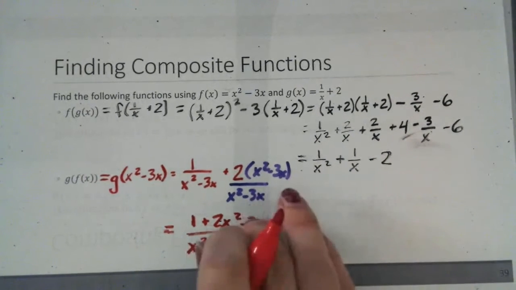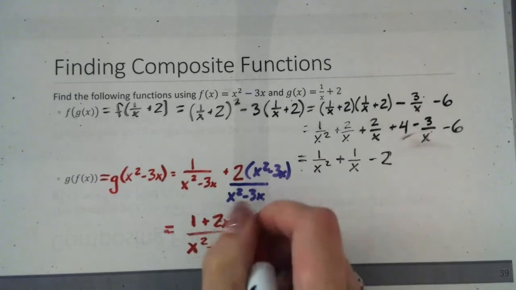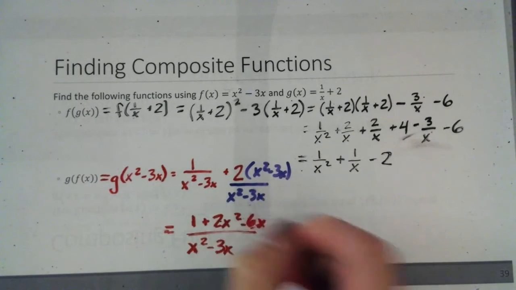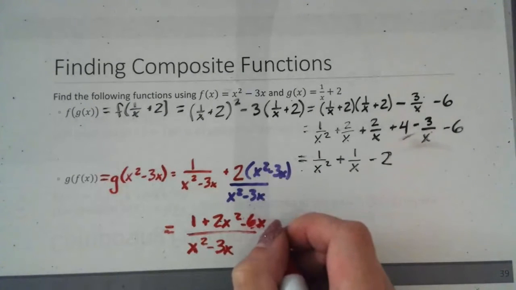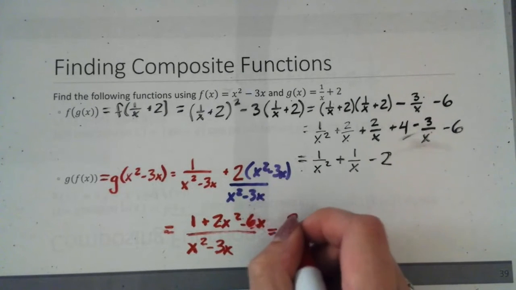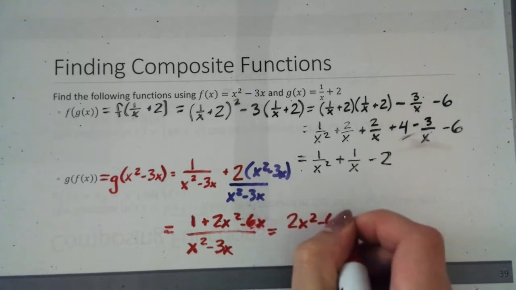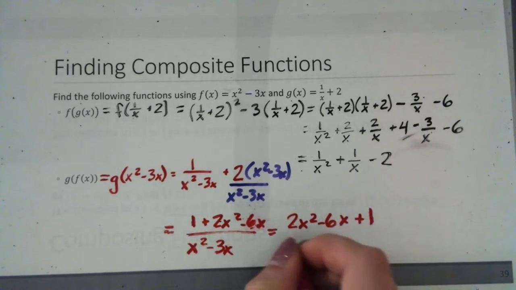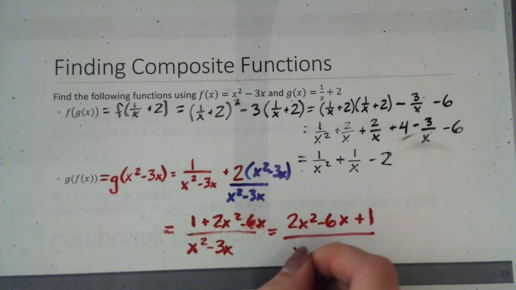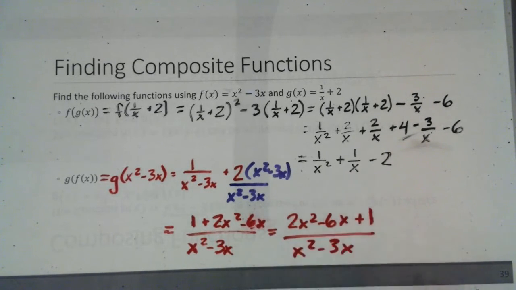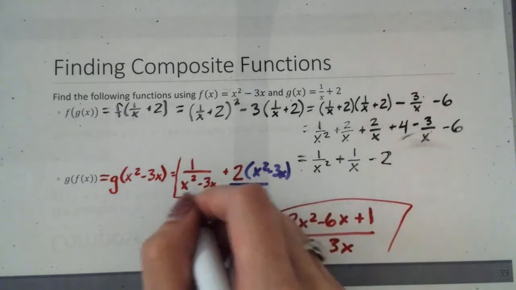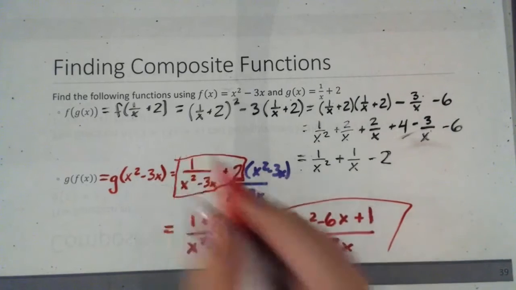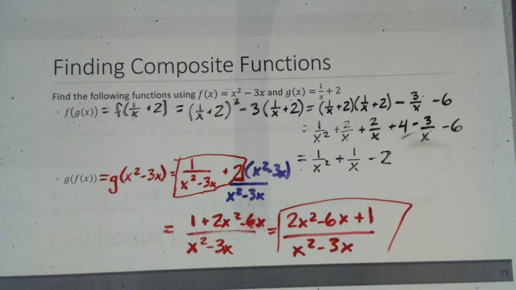Look at that. So if I distribute my 2 through, and if you like things to be in descending order, you can write this as 2x squared minus 6x plus 1 all over x squared minus 3x. So this thing here is a good answer, but what we had before we combined them is also a good answer. Whichever one you prefer, go ahead and go with it.